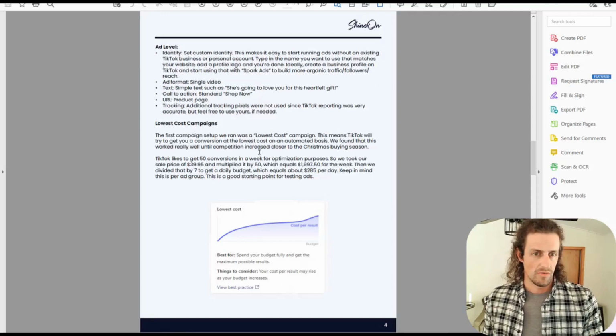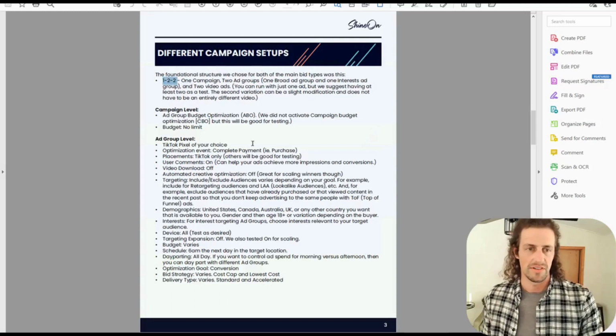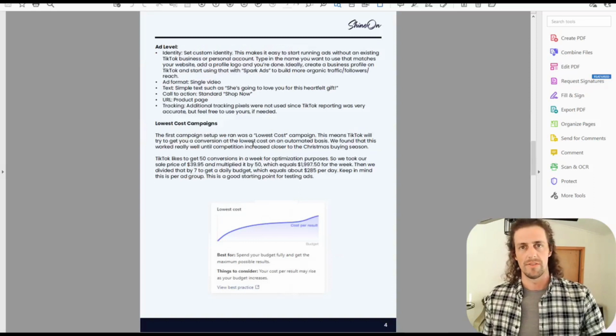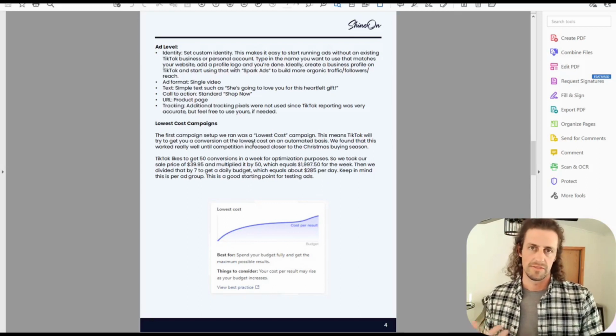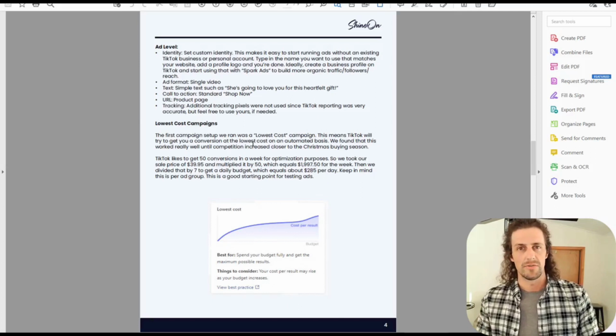So taking one step back to the lowest cost campaigns again, I mentioned we did the 1-2-2 strategy. And again, it doesn't have to stay that way with every campaign, but it's just kind of a good way to start. So with the lowest cost, 1-2-2: one campaign, 2 ad groups, 2 ads. The 2 ad groups, one was more of a broad targeting, and then the other ad group was interest targeting. TikTok has multiple different types of interest targeting that you can do. Just think about where your buyers are. And it doesn't have to be directly related.